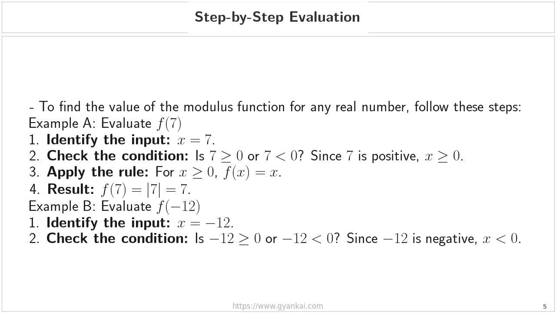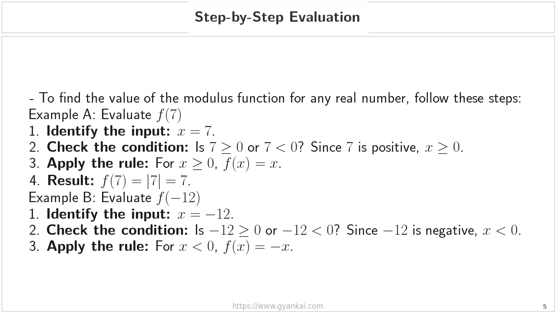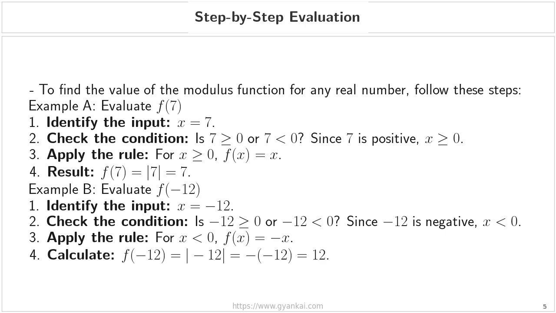Since -12 is a negative number, it falls into our second case, where x is less than 0. Step 3, apply the rule for this case. As we discussed in the previous slides, for negative inputs, the rule is f of x equals -x. Step 4, perform the calculation.